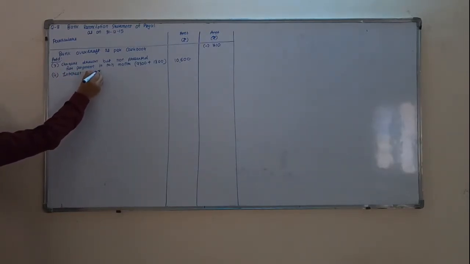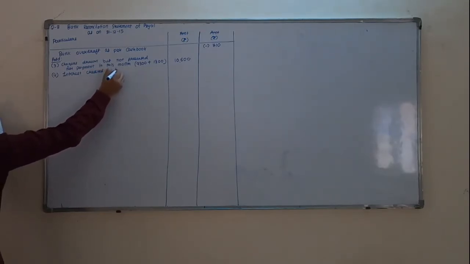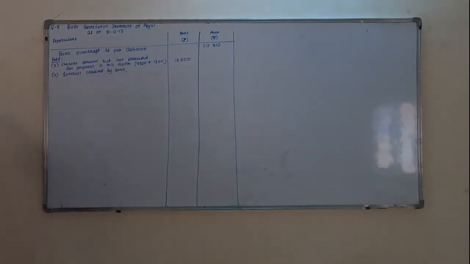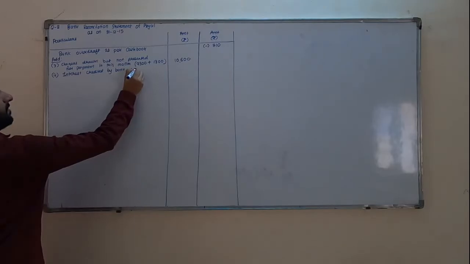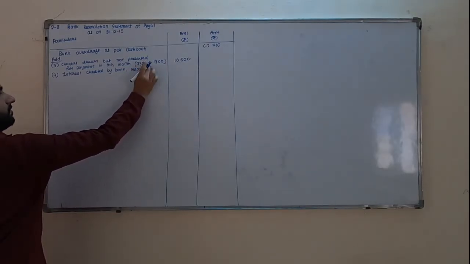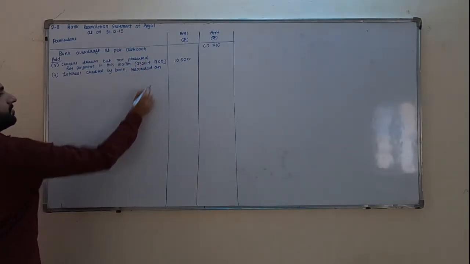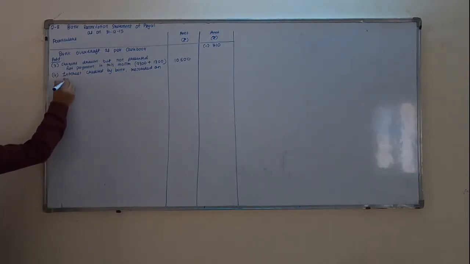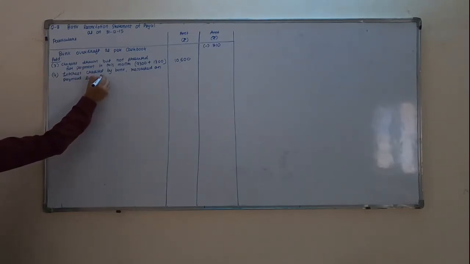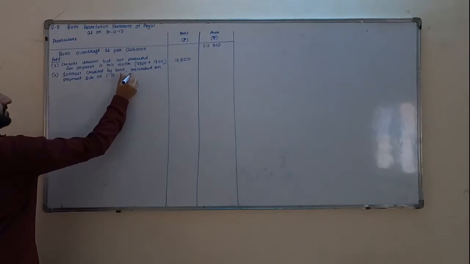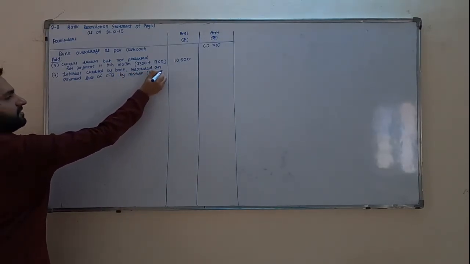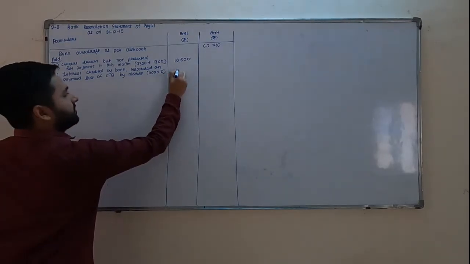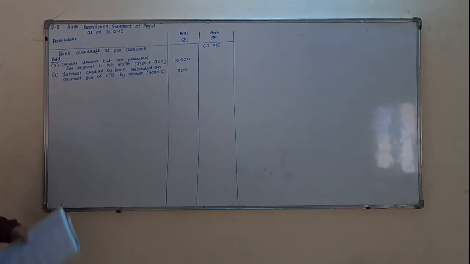Interest credited by bank, recorded on the payment side of the cash book by mistake. So when the side is wrong, you have to double the amount. 400 into 2, 800. Okay, double amount.